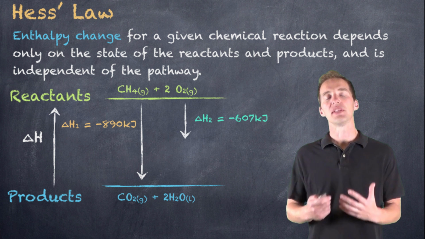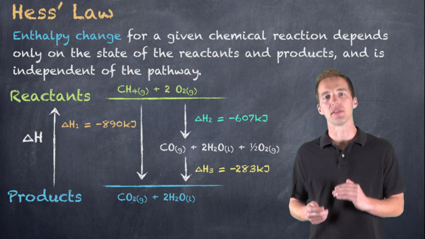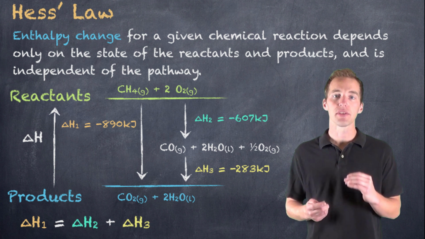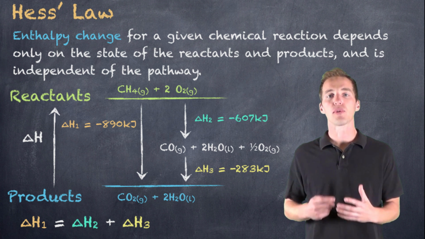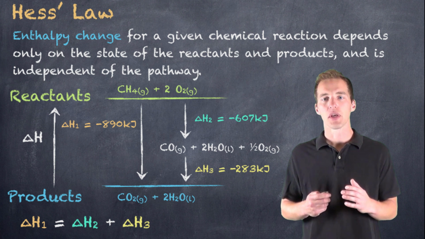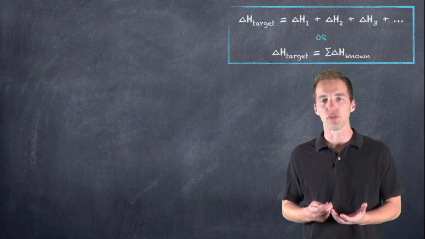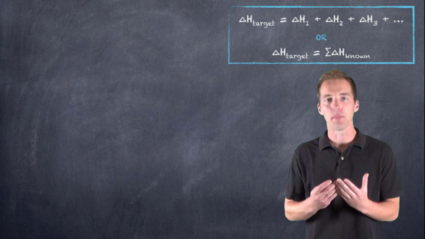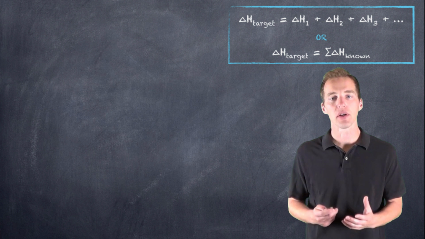But what you may notice is even though there is a different pathway for the combustion of methane, it still results in the same products. And if we add up those enthalpy changes, they are still the same absolute value between the reactants and the products. And this is true for all thermochemical reactions. So how can we use this? Well, if we think about a target equation, that is the reaction that we're looking for, we can take individual reactions and add them up to equal the total enthalpy change of the system that we are looking at.